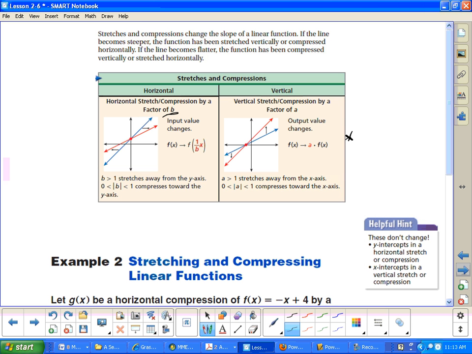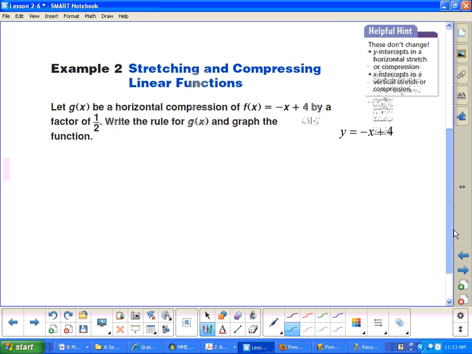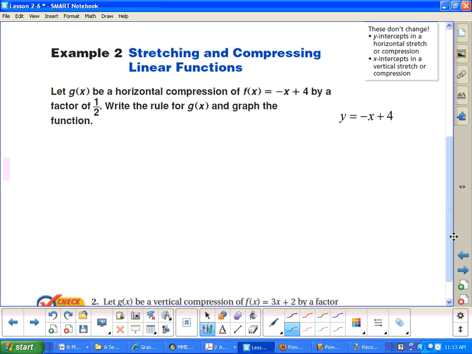All right, so let's look at the example here. Okay? So let g of x be a horizontal compression of f of x equals negative x plus 4 by a factor of 1/2. Write the new rule for g of x and graph the function. Okay, so we need a graph here. So let's get that in here.